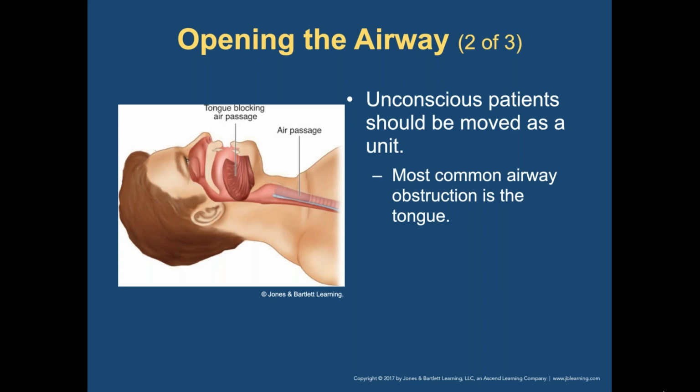So we're going to log roll the patient as a unit so that the head, neck, and spine all move together, especially in trauma. Which means that if it's you and three of your buddies moving this person, you have one person at the head, three people at the body. Who's in charge? The head.